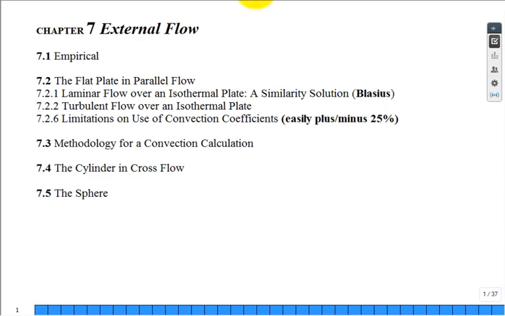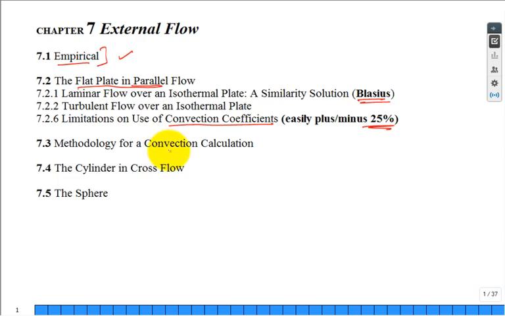So if you focus on chapter 7.1, this section is empirical, meaning we're going to rely a lot on experimental observations and a little bit about what it means to have empirical correlations. And then talk a lot about flat plate. You've studied flat plate in fluid mechanics. That's what we're going to spend a lot of time reviewing, the Blasius solution. And then when we get to our convection coefficients, don't try and give answers to 3 and 4 and 5 significant digits. A lot of these correlations are plus or minus 25%. That's the nature of the beast.